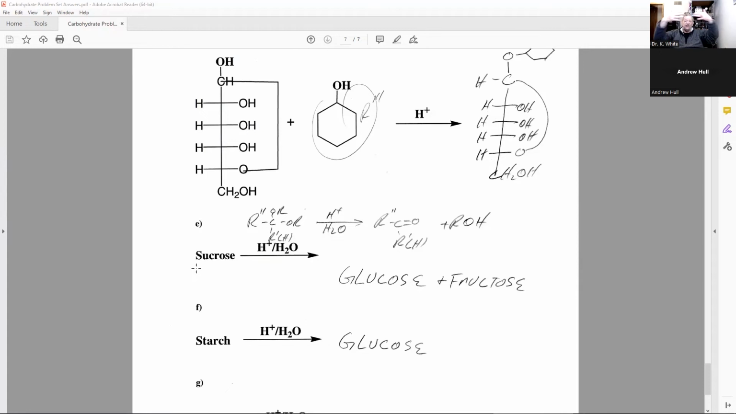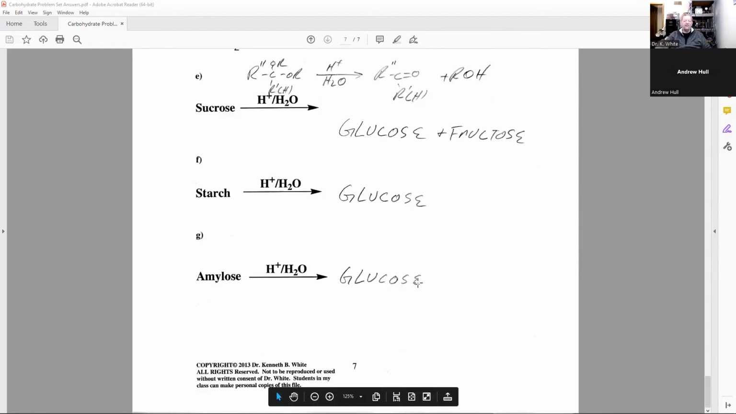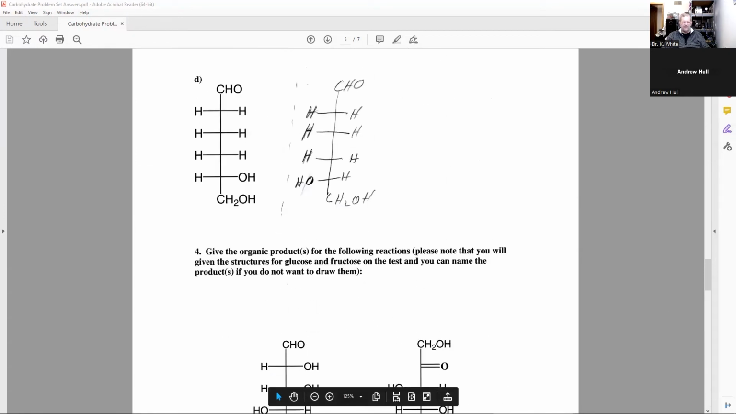So here it's glucose and fructose held together, breaks apart to make glucose and fructose. Starch is a lot of glucose molecules held together by acetal linkage. When you do this reaction, you break it apart and you get back glucose. Now, G, cross off. Amylose is just another starch, which I haven't asked you to learn. And that's the problem set.